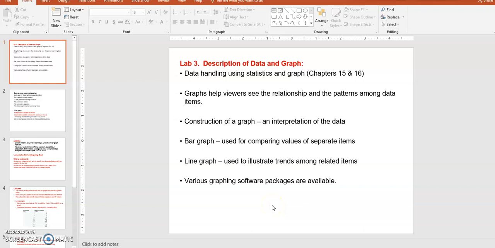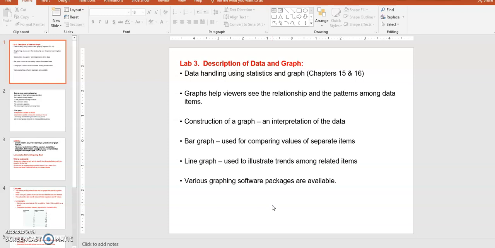Okay, Lab 3 is about description of data and graph. Especially, you'll be able to graph three different experimental data. That's what you'll do. This will be a relatively short lab. Okay, first of all, data handling using statistics and graph. Those topics are covered in chapters 15 and 16 in your textbook.